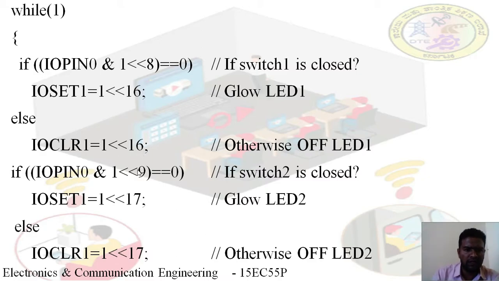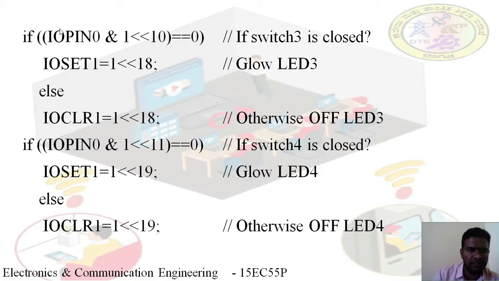In the same way, we will check whether switch 2 is closed or not using this condition. If it is true, we will glow the LED connected to the respective switch, that is sending one to the 17th pin. If the switch is not closed, we will switch off the LED. We will send the value using the register IOCLR1, so sending the value at the 17th pin.